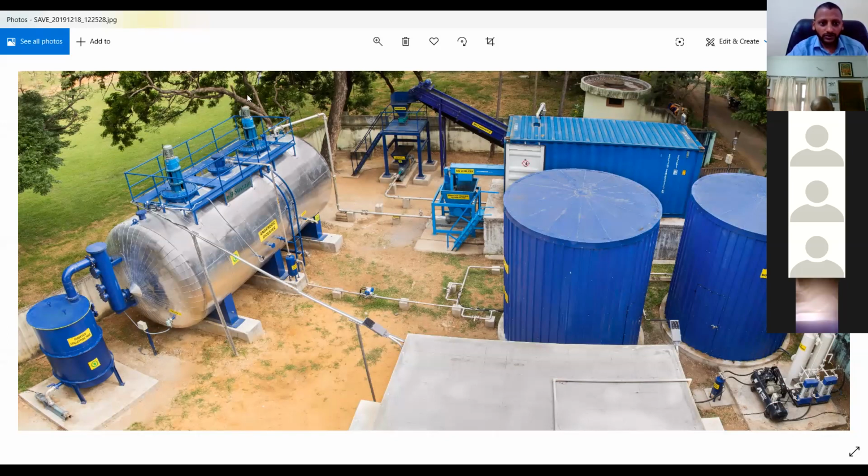We have two agitators for mixing, and a gas outlet. There is a moisture trap, and then the ultrasonic flow meter, where we measure the gas generated. Here we use auto operated valves, solenoid valves, and manual bypass valves also for emergency purposes.